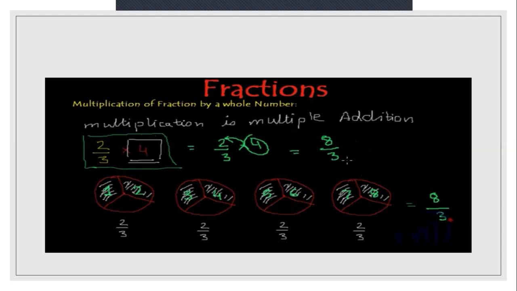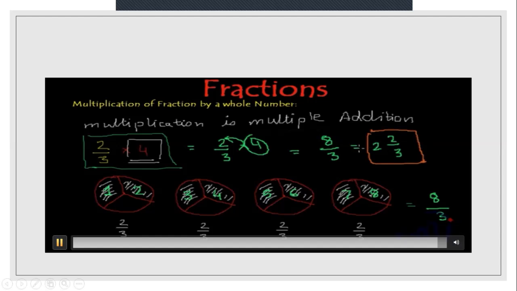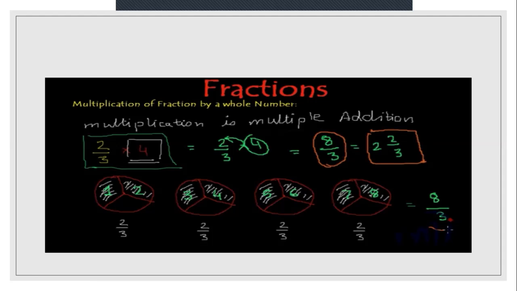And now, since this 8 by 3 is an improper fraction, this can be converted into a mixed fraction, and we will get 3 twos are 6 and 2 remainder, and 3 will be the denominator, which will be written as it is. So this will be the result in the form of a mixed fraction. Otherwise, this is the result if you are allowed to write in improper fraction format.